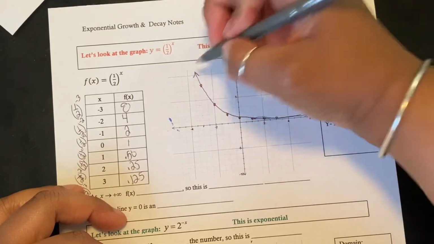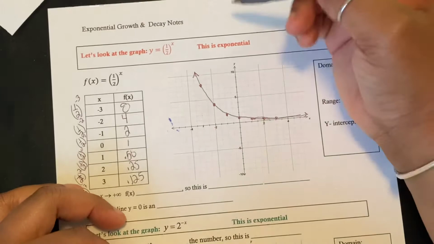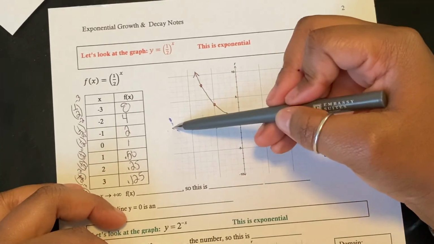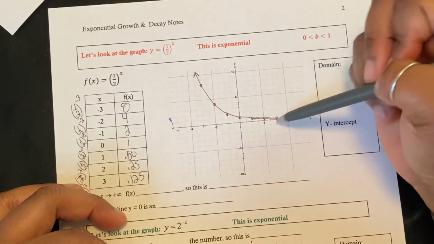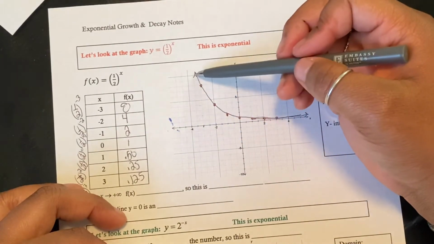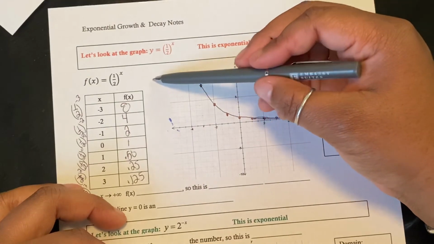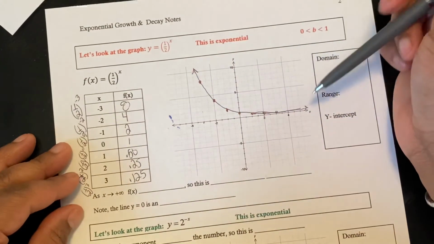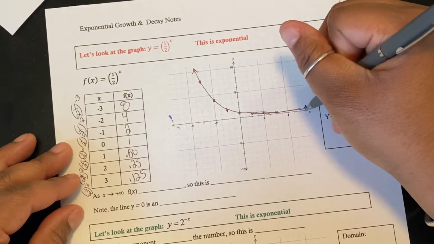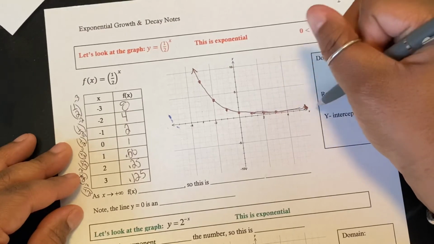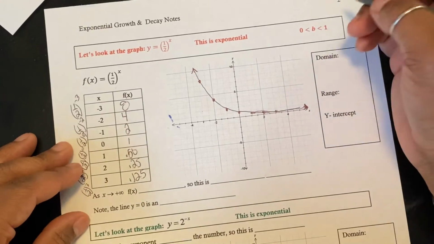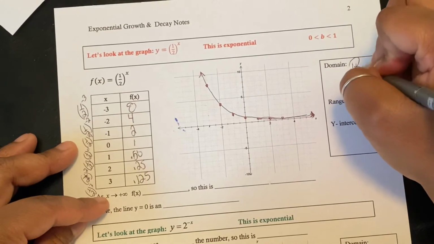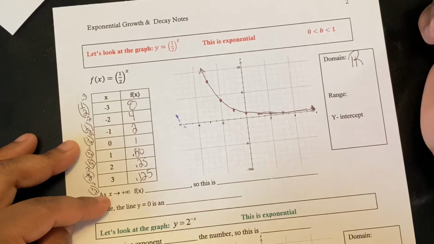So now let's see what our domain is. Let's look at our left to right. Our domain is our x values, so that's the horizontal axis. The arrow goes to the left, on and on and on, which means that it includes all the negative values of x. And then the arrow also goes on and on to the right, which means it includes all the positive values of x. So with all the positive values of x and all the negative values of x, that means the domain is all real numbers.